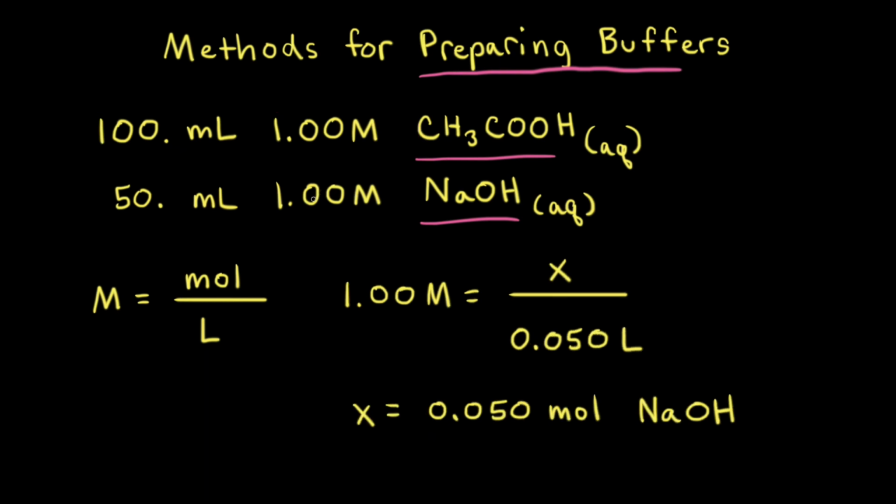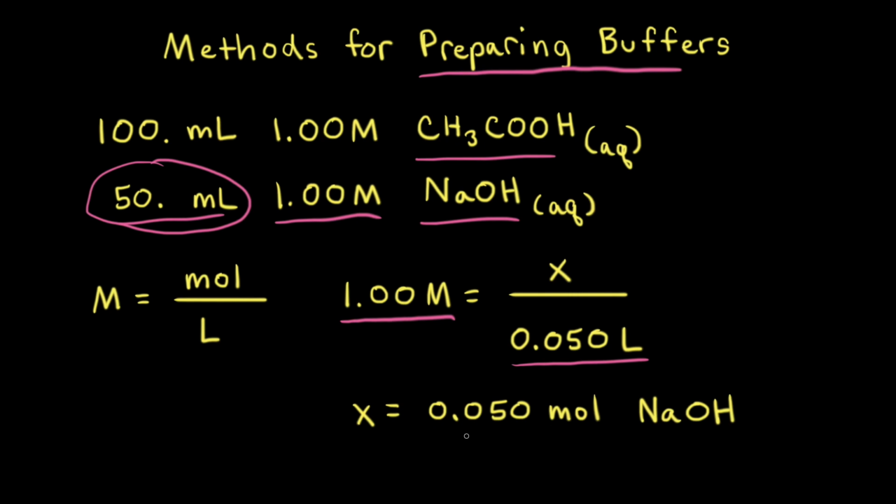We can do a similar calculation to determine the moles of strong base. So for our aqueous solution of sodium hydroxide, we have 50 milliliters of it at a concentration of 1.00 molar. So we plug in the concentration, 1.00 molar, into the equation for molarity, and we plug in the volume, and 50 milliliters is equal to 0.050 liters. So solving for X, we find that X is equal to 0.050 moles of sodium hydroxide.